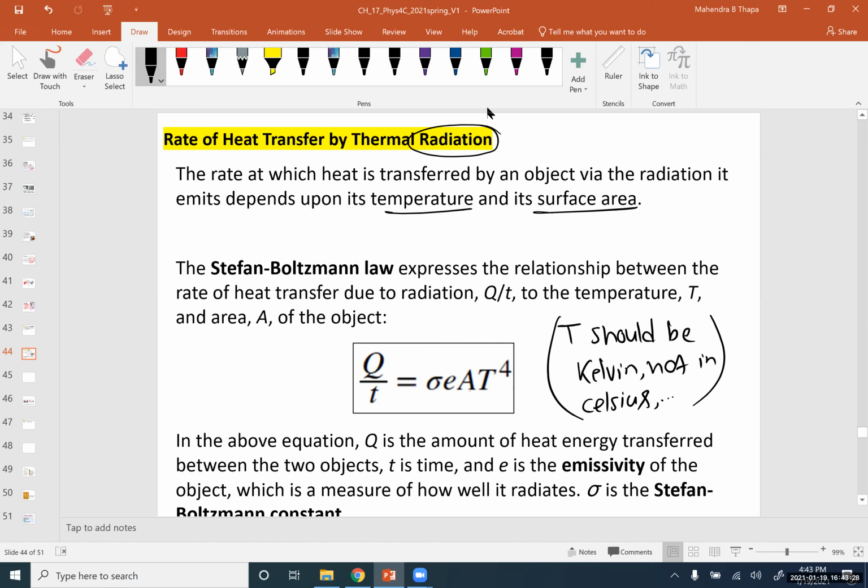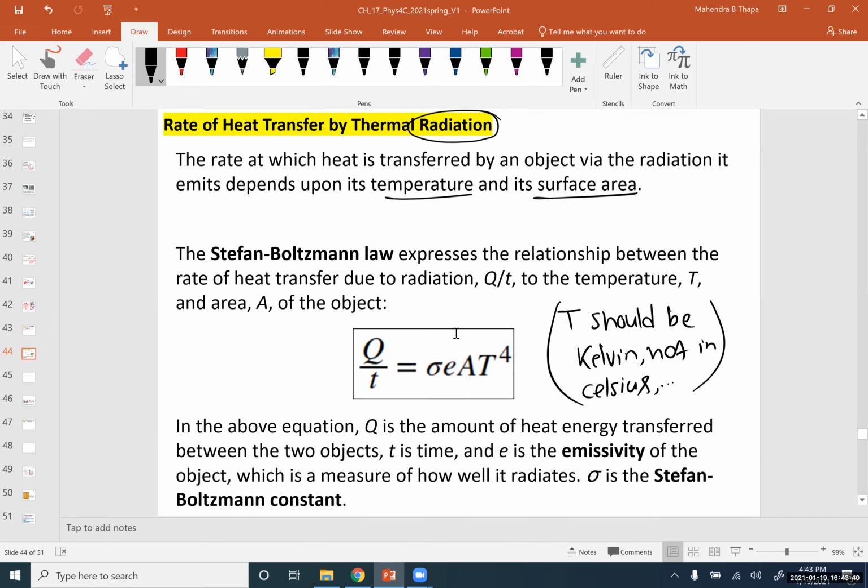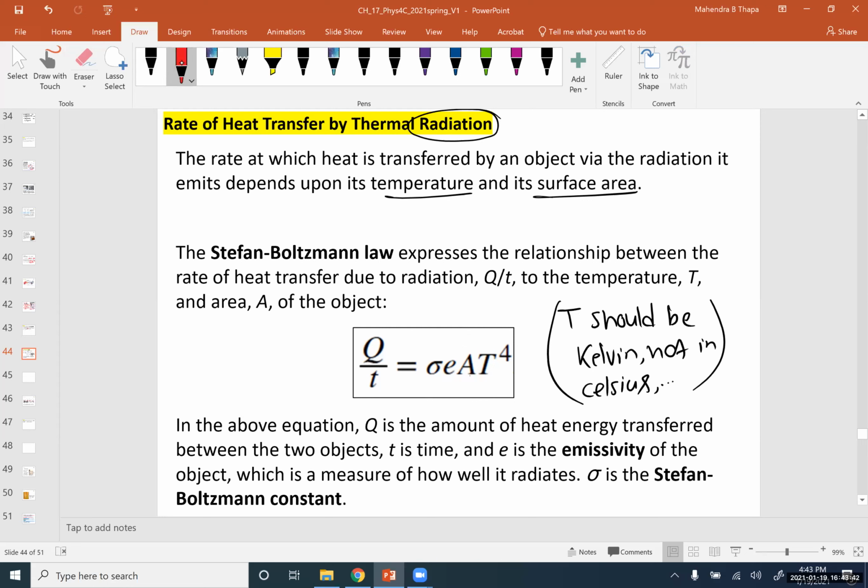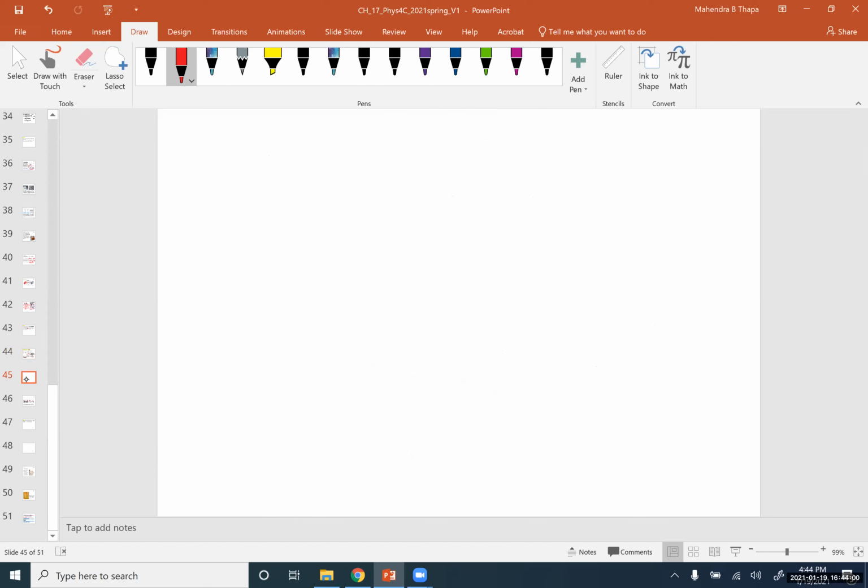So Q over t, the rate of heat gain or heat loss, will be equal to sigma, which is a constant called the Stefan-Boltzmann constant, times e, times A, times T to the power 4. This equation is called the Stefan-Boltzmann law. This is just what I wanted to say about that.